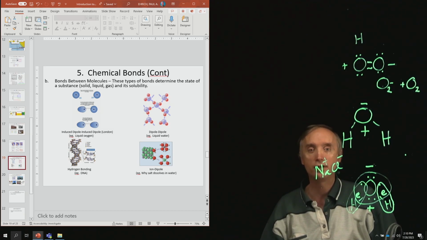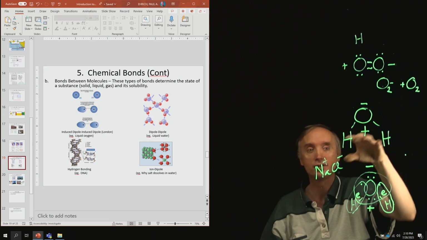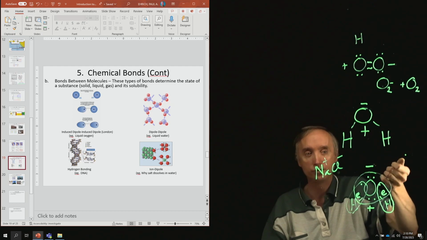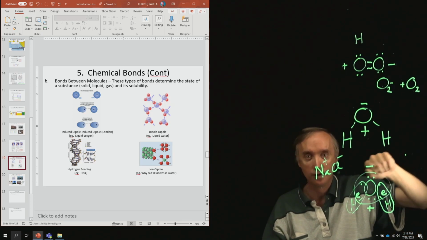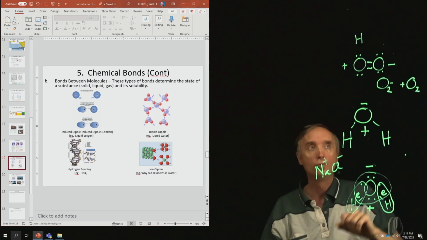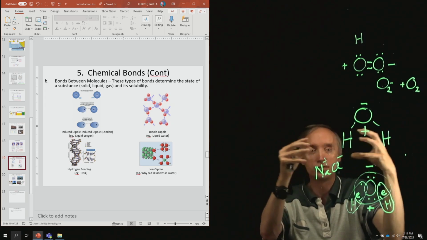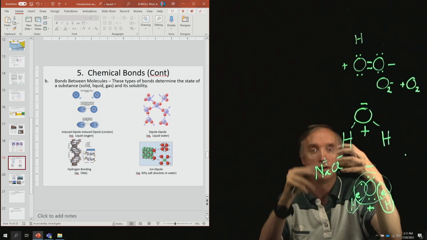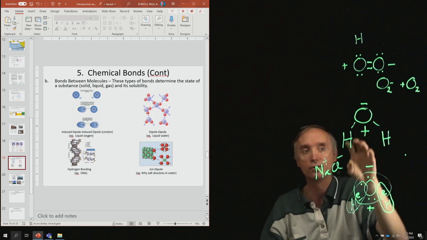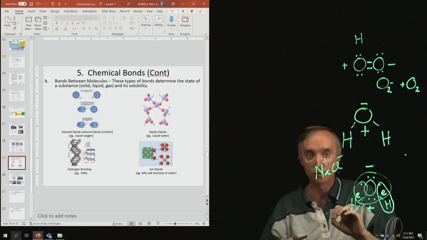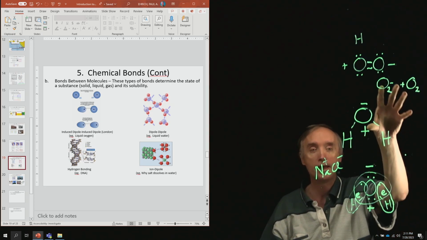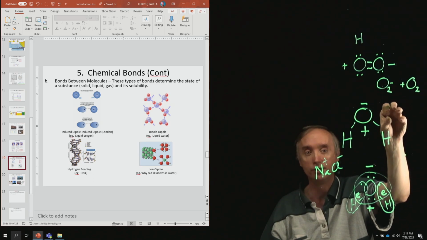This is how you get liquid oxygen. Have you ever heard of that? Normally, oxygen is a gas, but if you turn down the temperature on oxygen enough, what will happen is the oxygens will start to stick to each other because of this. So this is called a van der Waals force that does this, and then you end up with liquid oxygen.